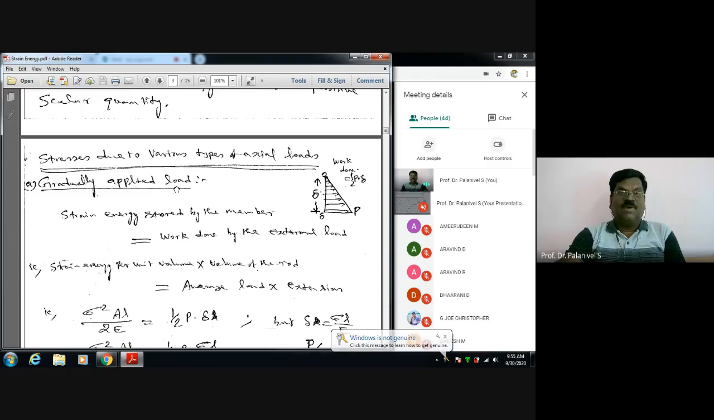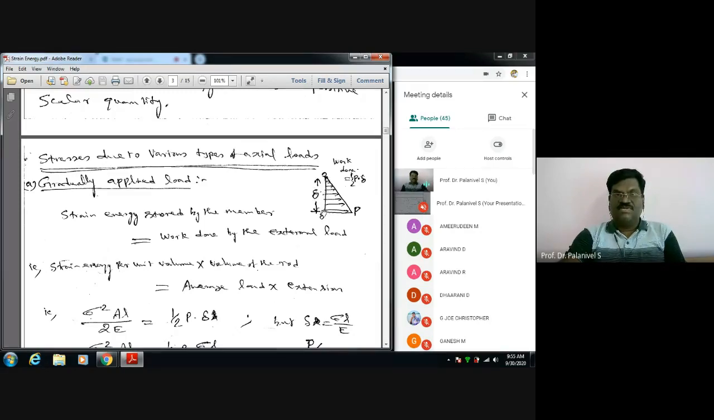Now, gradually applied force. First, we are seeing gradually applied force means what? Initially, the force is zero. When you are increasing the force, gradually you are applying, it reaches capital P. Okay, final load acting on the bar is capital P. That time the deformation will be del. So the bar deforms to an amount del, shown here.